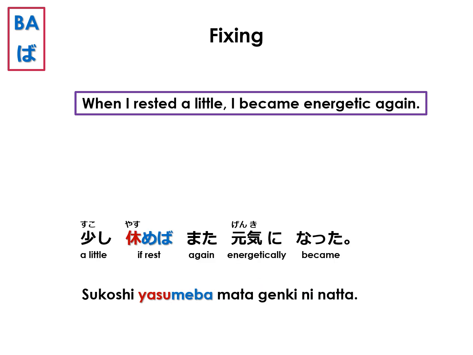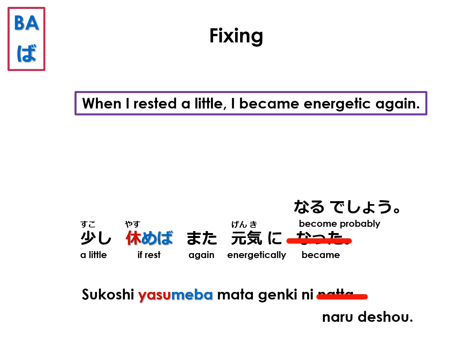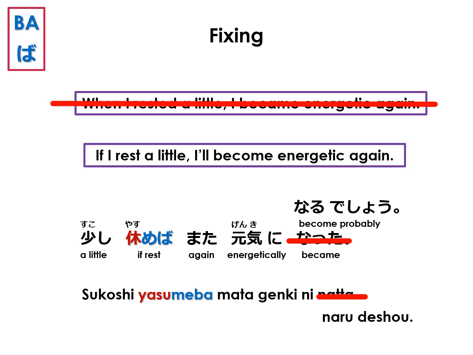Still, another way to fix the previous sentence grammatically would be to convert it into a non-past sentence. That way you keep the ba construction. For example, if we change natta to naru desho, the sentence becomes 少し休めばまた元気になるでしょう。Now the sentence is grammatically acceptable, but the downside is that you definitely changed the meaning of the sentence from something that happened in the past to making it a non-past opinion. That if I rest a little, I'll probably get back my energy.